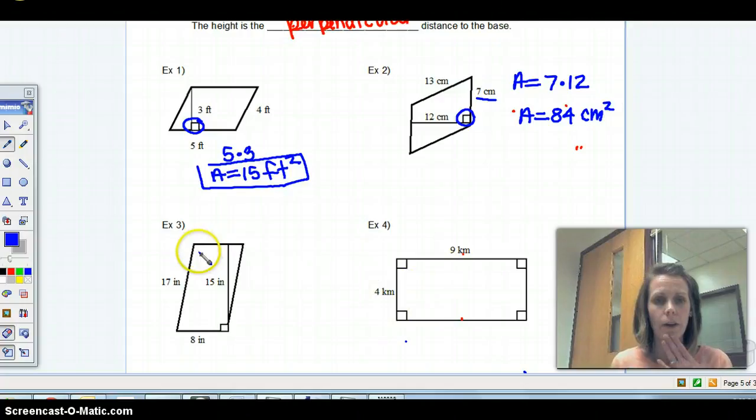So I'm going to have you guys pause this and try example 3 and 4 on your own. You're just finding area, and then you're going to check your answers. And after you do that, come back and then we'll find perimeter. Okay?